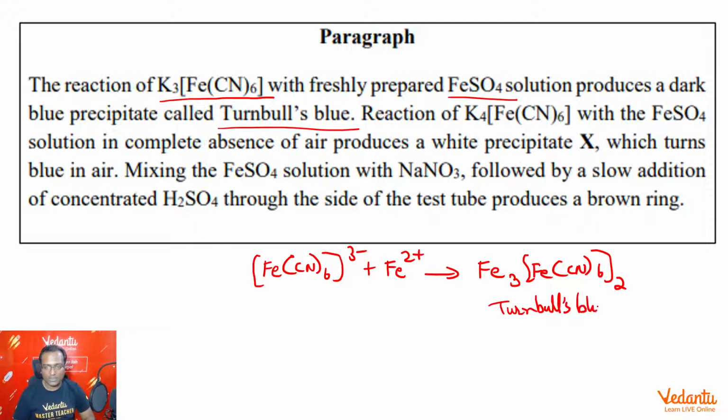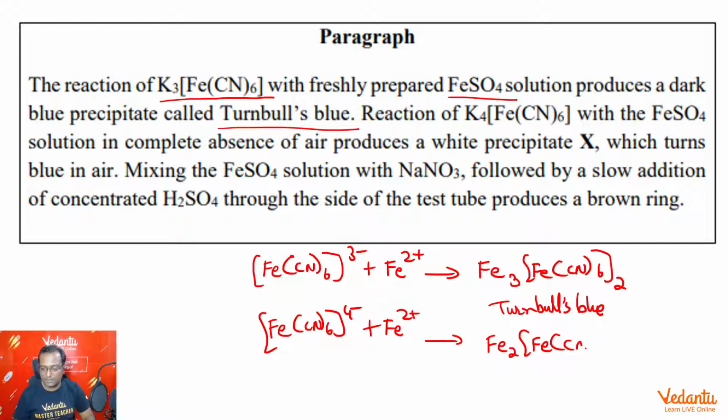Absolutely correct. The question then says, when we react ferrocyanide [Fe(CN)6]4- with Fe2+ in absence of air, that means no oxidation of Fe2+ can take place, we get a white precipitate of X. So what that white precipitate is, we know that guys, the white precipitate can either be written as like this, or it can also be written as like this, K2Fe[Fe(CN)6]. Right? So this is the white precipitate that is being talked about, ferrocyanide, which turns blue in presence of air.